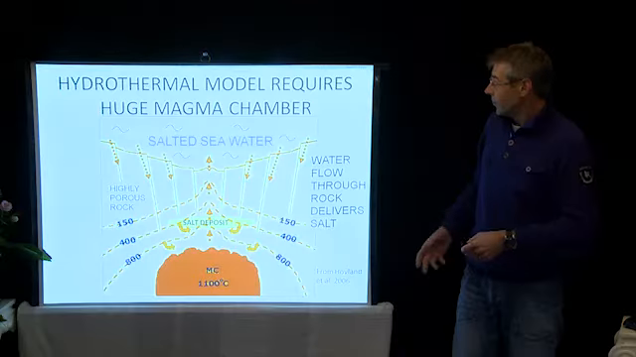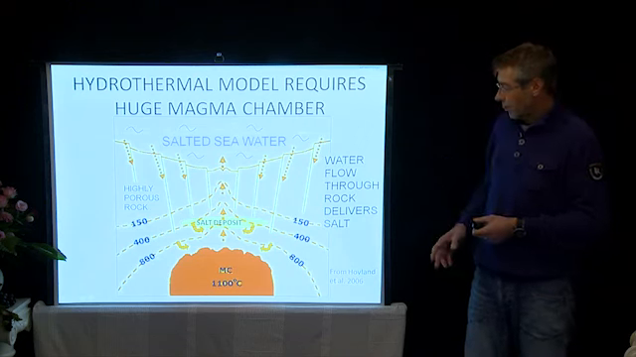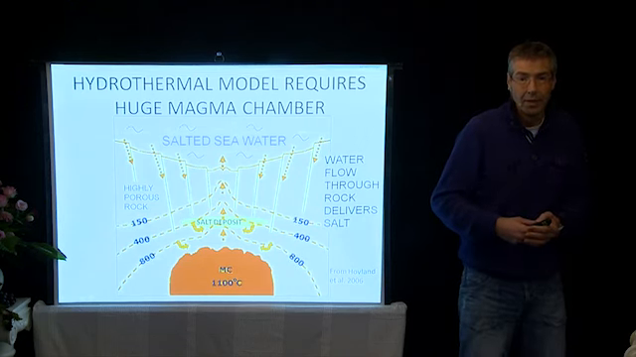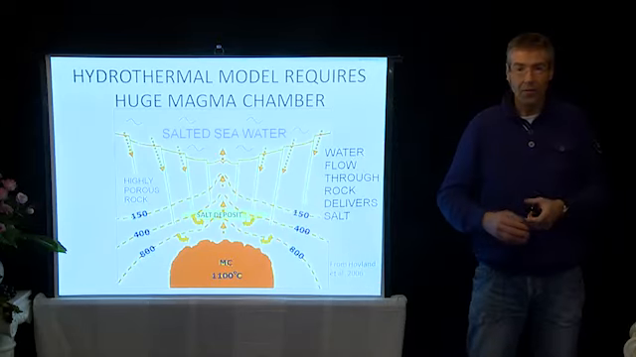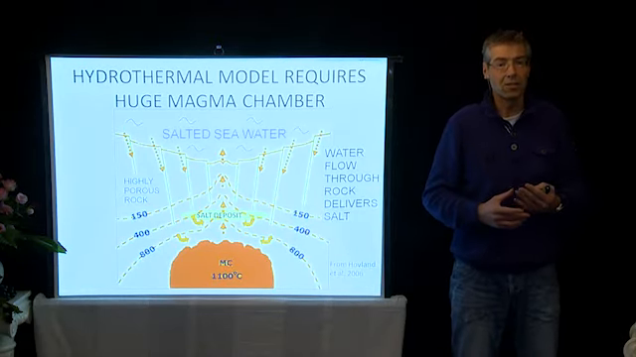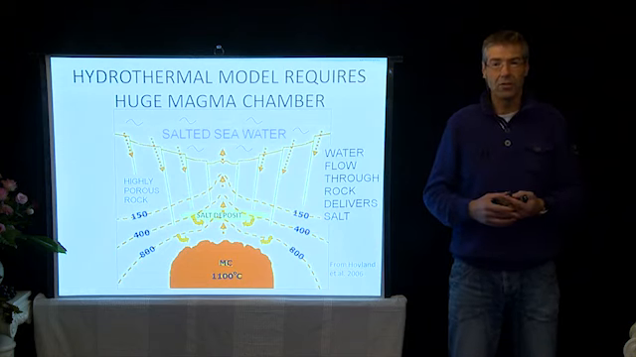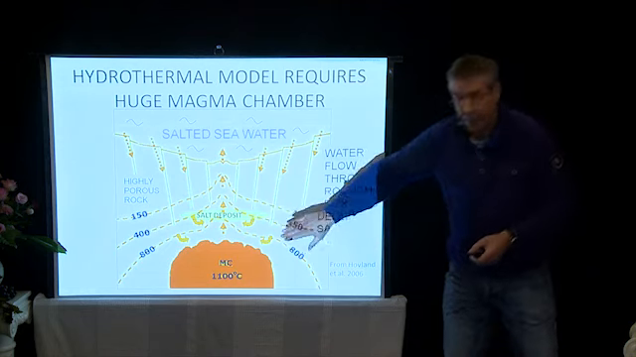For example, this model. Here you see a magma chamber underneath a porous rock, underneath seawater. The high temperature inside the magma chamber will cause a slow water current through the rock. And when the water exceeds supercritical temperatures, the salt will separate, forming a salt stock within the rock.